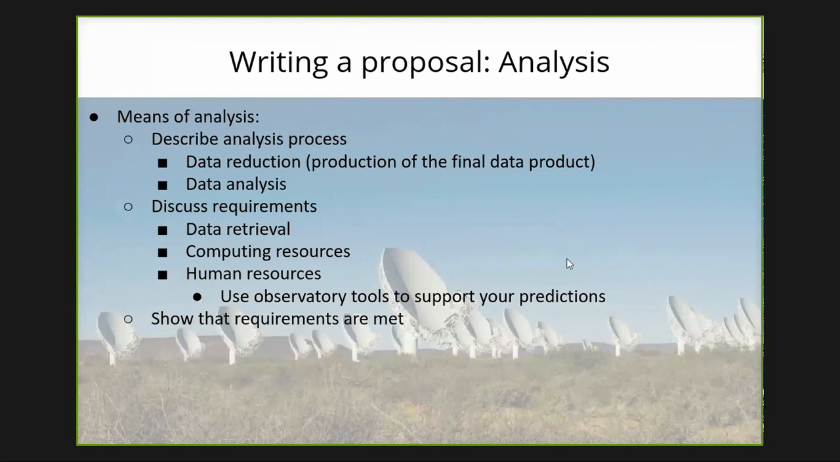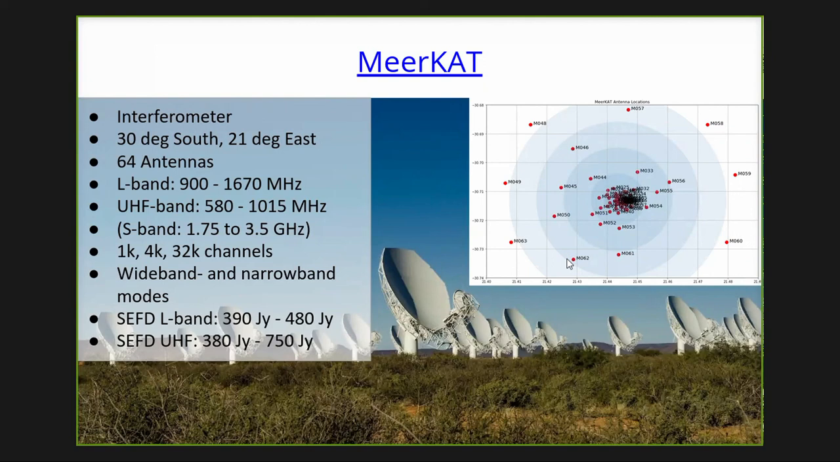So now let's talk about the specifics of MeerKAT and MeerKAT proposals. MeerKAT is an interferometer which is situated 30 degrees south of the equator. It has 64 antennas and currently has an operational L-band between 960 and 1670 megahertz, a UHF band between 580 and 1050 megahertz, and is commissioning an S-band at higher frequencies. It has a set of backends which determine how fine your channel width is. It has wideband and narrowband modes and a certain sensitivity, which is actually very good. It makes it the best telescope in the world of its class today.